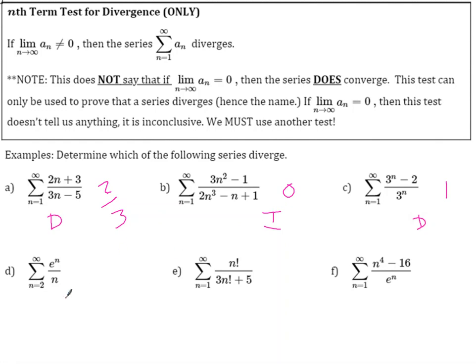I'm going to go ahead and work out the last 3. If you want to try these on your own first, that's totally fine. Feel free to pause whenever you want. The next one, e to the n is growing much quicker, so this would go to infinity, which is still a diverge.